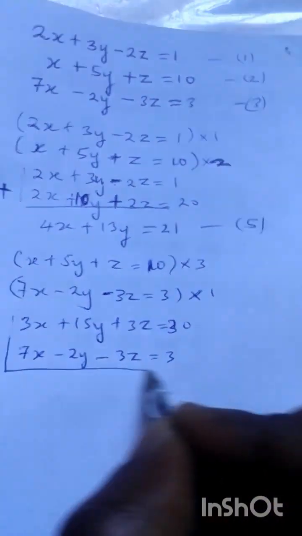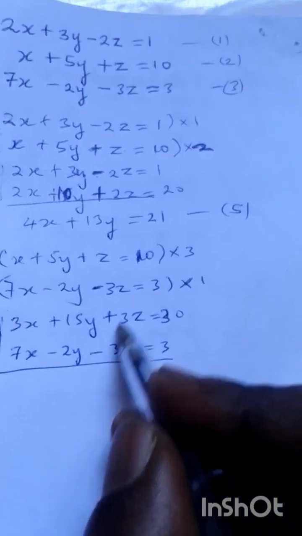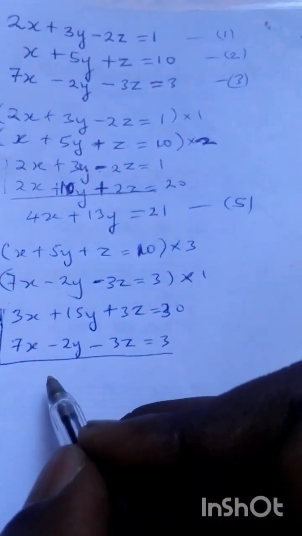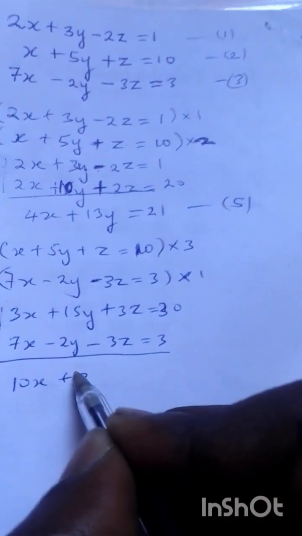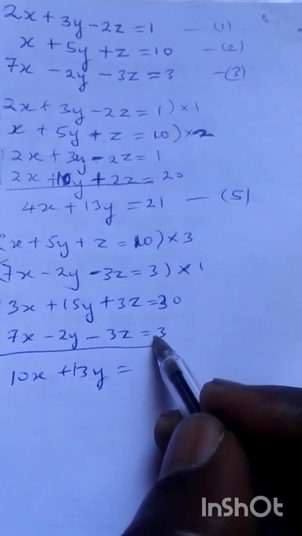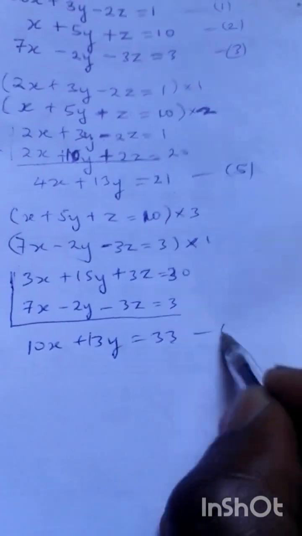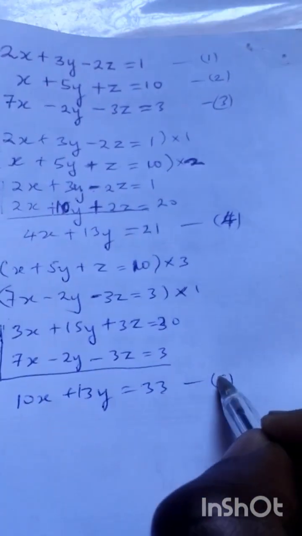So all we have to do is, since the signs are different, add. But if the signs were the same, we would have to subtract. So in this case, we have to add. So this is going to be 10x, this is going to be 13y, and finally the z goes, the 30 plus 3 is 33. So we have got the equation. Now this was equation 4. Remember, from equations 1, 2, 3, we made equation 4. So this has to be equation 5.